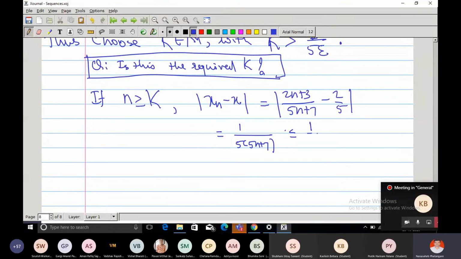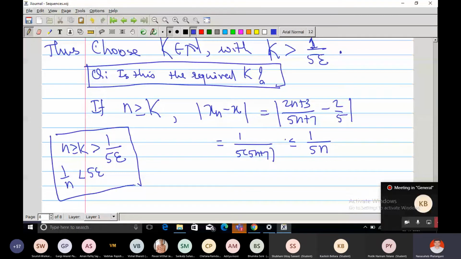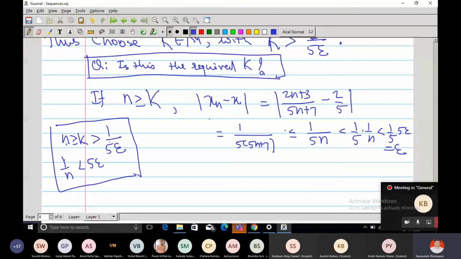So this is also less than or equal to 1 upon 5n. For all n this is true, and for n greater than or equal to k certainly it is true. Now I am choosing n greater than or equal to k, and what is my k? I have selected k as a natural number greater than 1 upon 5 epsilon, and therefore 1 upon n is less than 5 epsilon. Am I right? So for such n, this is less than 1 upon 5 into 1 by n, but 1 by n is less than 5 epsilon, which gives epsilon. So what is the conclusion?